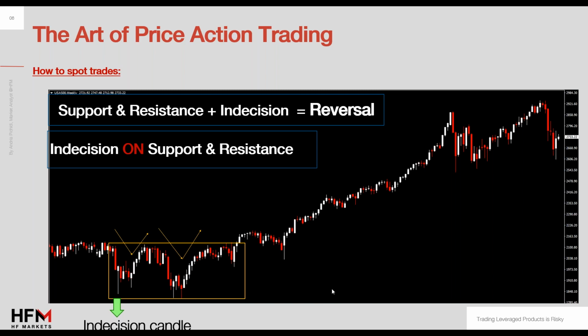Okay, let's see different examples to help you learn how to spot a trade. I will start with a consolidation, a ranging market, because the benefit of using price action is that you can take a decision and enter the market even if the market is consolidating.